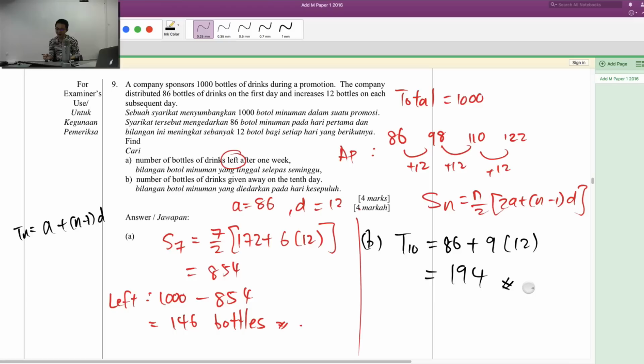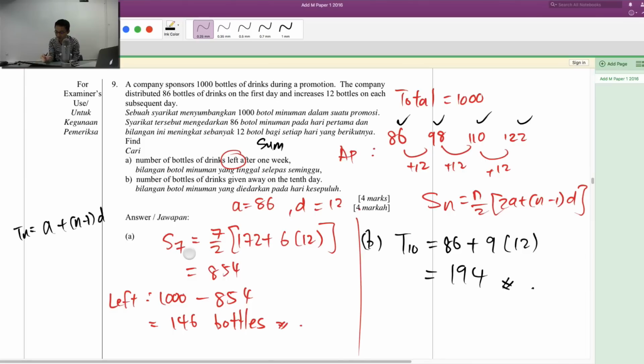Okay, Sn means you have to sum all together, because in this one they want to find the number of bottles of drink left after 1 week. So that's every day: first day, second day, third day, fourth day, you have so many days. You want to know after 7 days in total how many bottles you used. Since you want to know the sum of them, you have to use Sn.